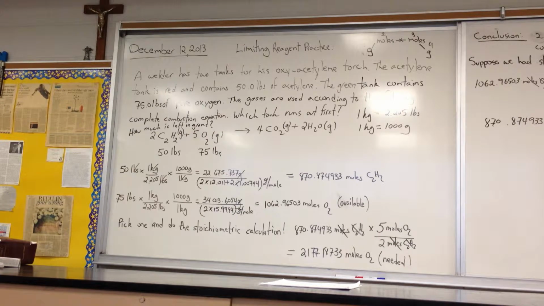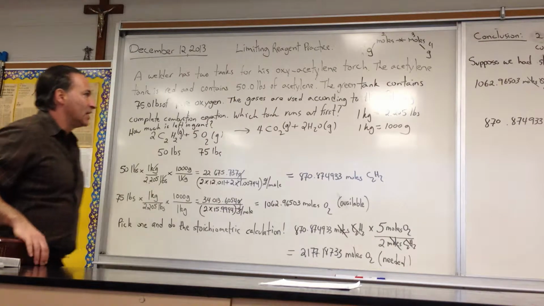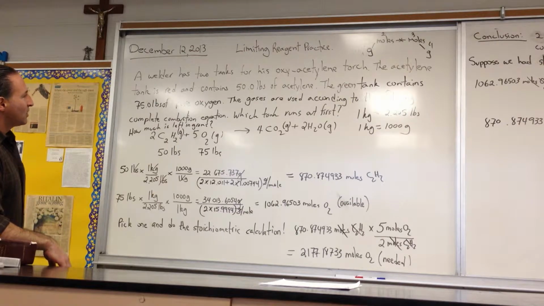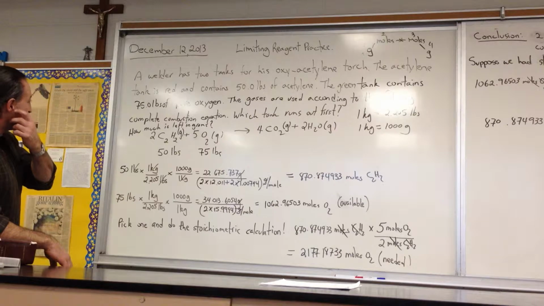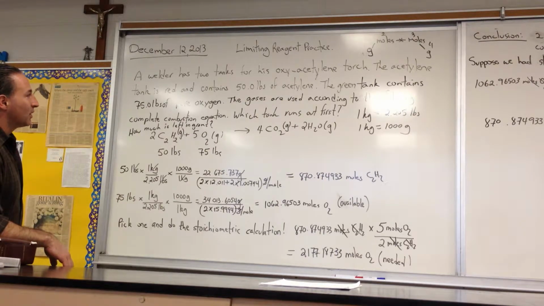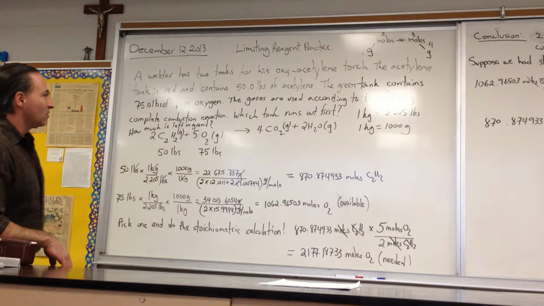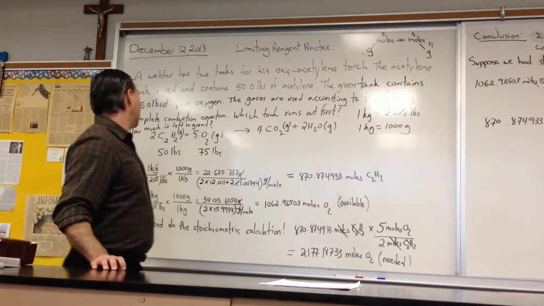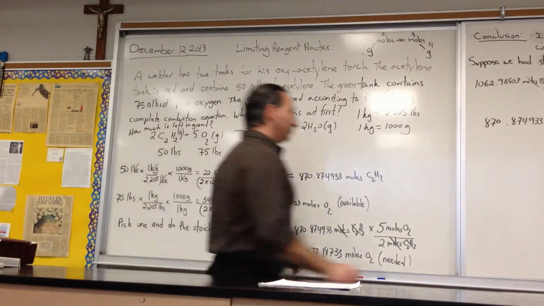This is a limiting reagent practice question that we're going to have similar to in our test on Tuesday. A welder has two tanks for his oxy-acetylene torch. The acetylene tank is red and contains 50 pounds of acetylene. The green tank contains 75 pounds of pure oxygen. The gases are used according to the following complete combustion equation.